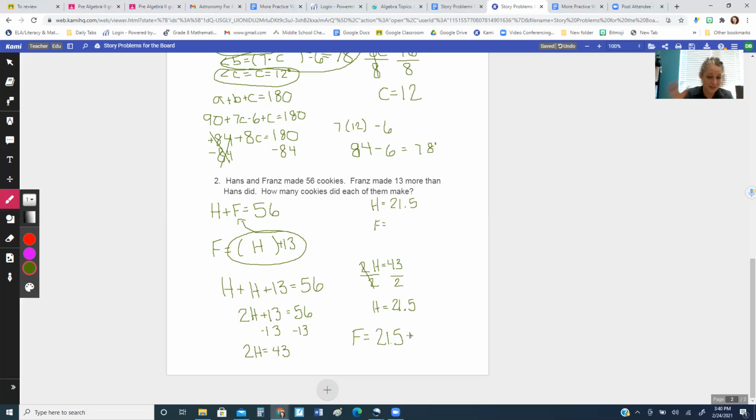So maybe Hans had to go to the bathroom and Franz was like, nah, you're good, Hans. I'm going to finish your cookie because we've got to get this job done. And so Franz made the other half of the cookie.